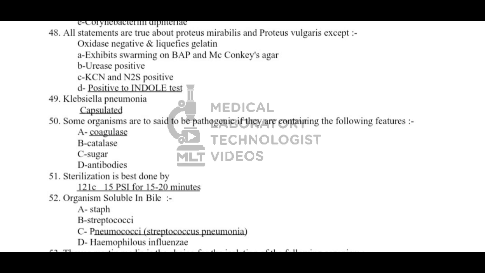Next question is Klebsiella pneumonia is capsulated. Already I think we discussed this question. Next question is some organisms are said to be pathogenic if they contain the following features. Coagulase positive is the correct answer. If they are coagulase positive, they are considered as pathogenic.